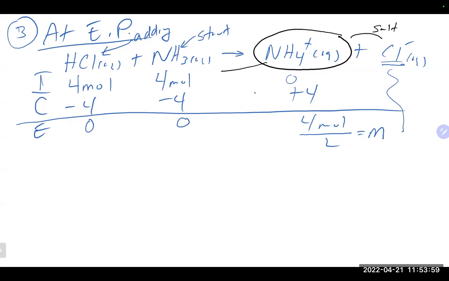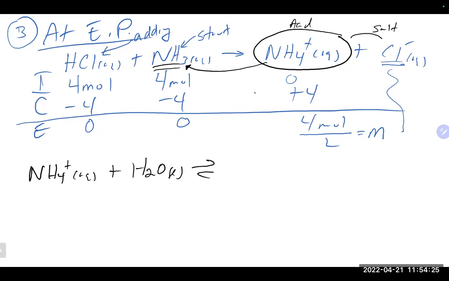NH4 plus comes from NH3. NH3 is a weak or strong base? It is weak, which means NH4 plus is relatively strong, and it's going to act like an acid and should go through hydrolysis. So we will get a secondary reaction occurring here, which is the NH4 plus will react with the water. And again, knowing that this guy is a base means this guy is an acid.